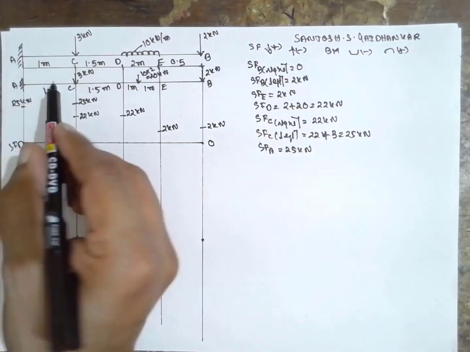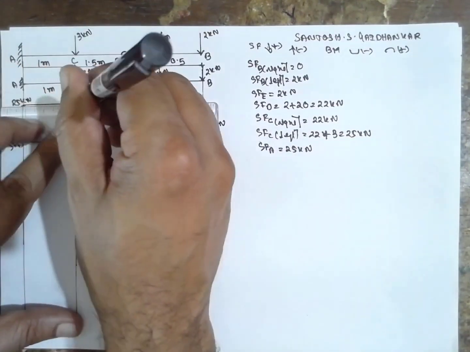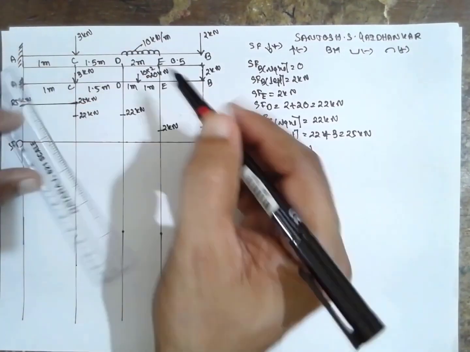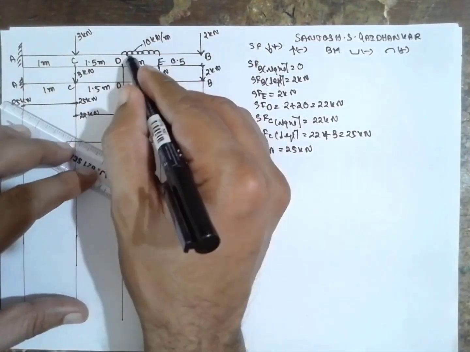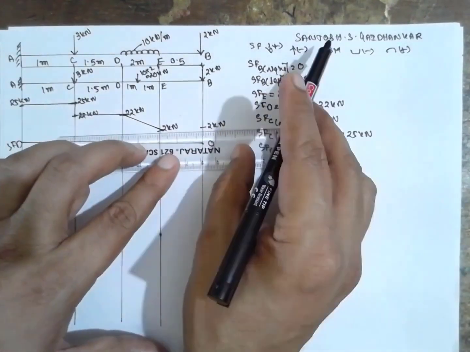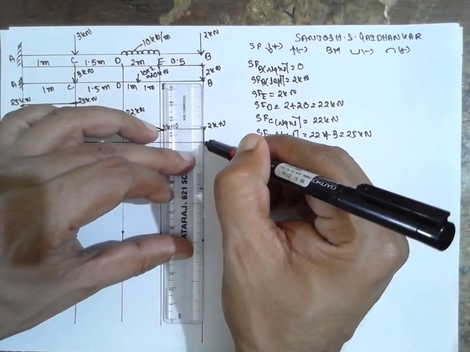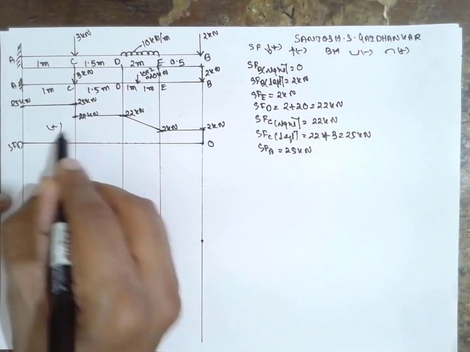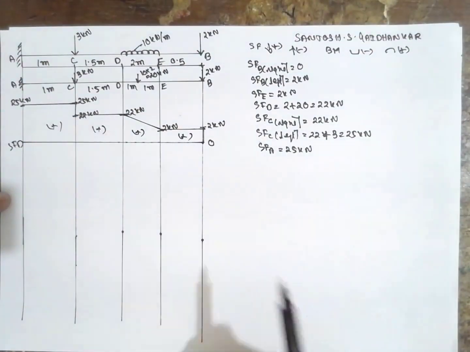Now here there is no UDL, therefore a straight line downward. There is no UDL, straight line. There is a UDL, inclined line. Again a straight line, 0. Positive, positive, positive, positive. This is the shear force diagram.